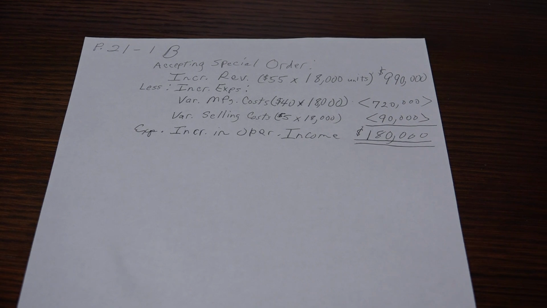And so B says, briefly discuss any other factors that you believe Swirl's management should consider in deciding whether to accept the special order. Include non-financial as well as financial considerations. Well, certainly you can't, everything ties back to the financial almost.